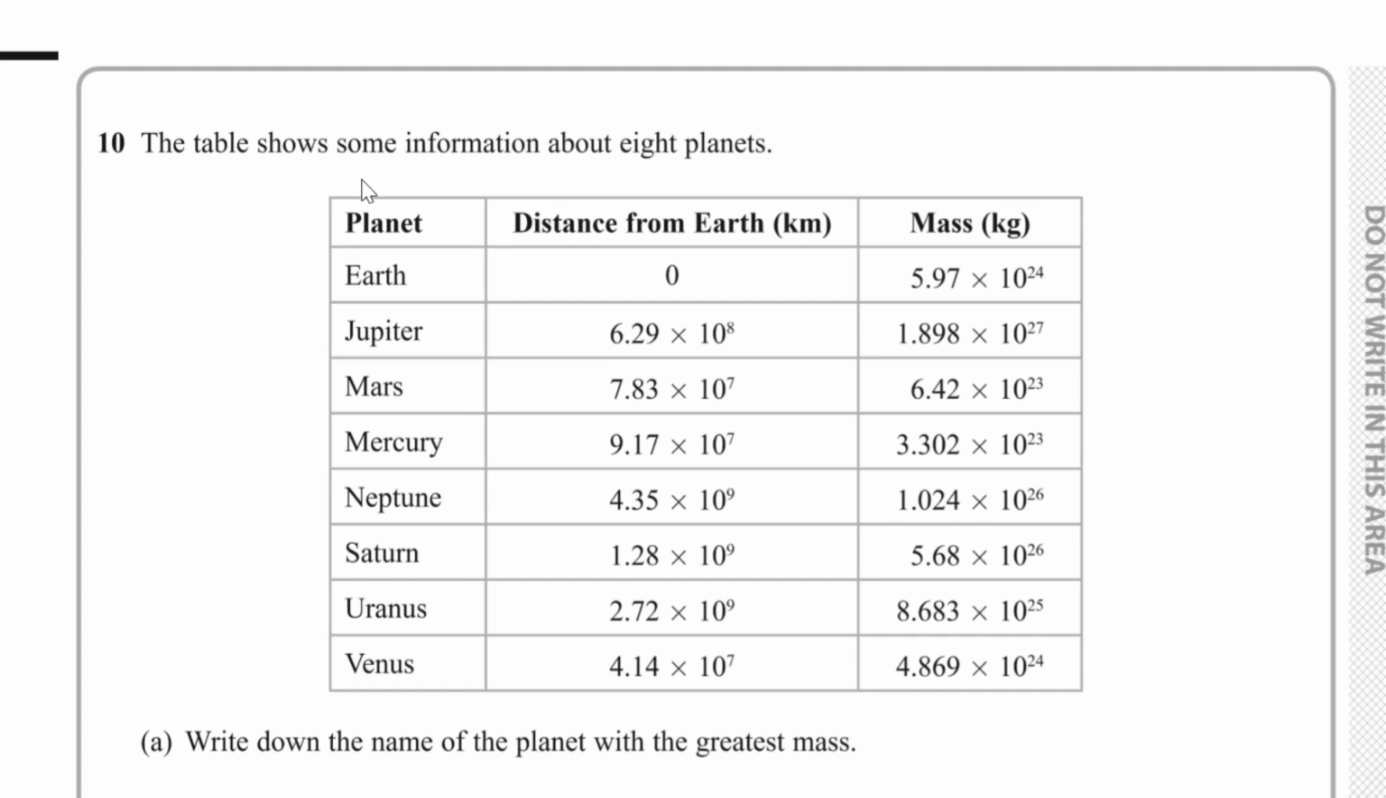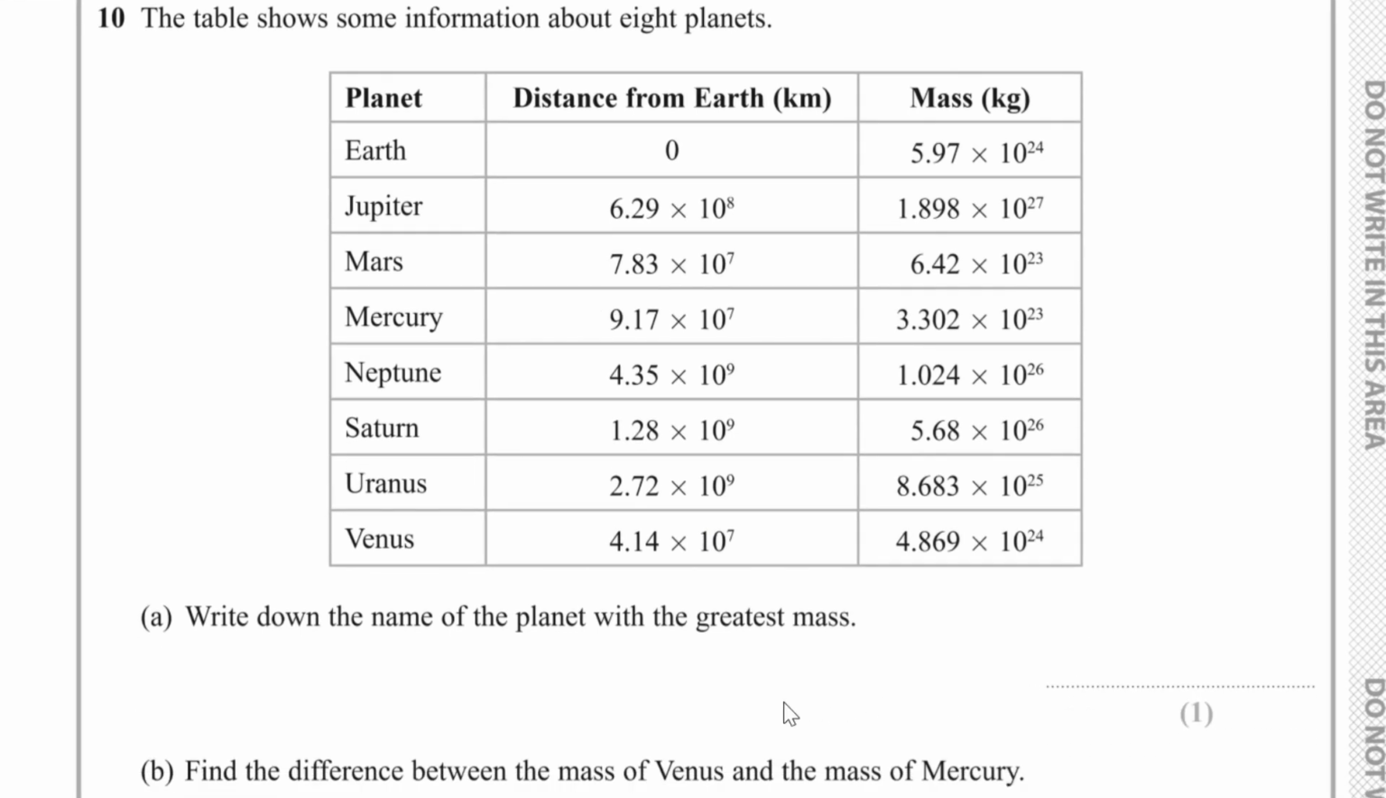Question 10. The table shows some information about 8 planets. So we see the planets over here. We've got the distance from Earth in kilometers, and we've also got the mass in kilograms. For part A, we have to write down the name of the planet with the greatest mass.